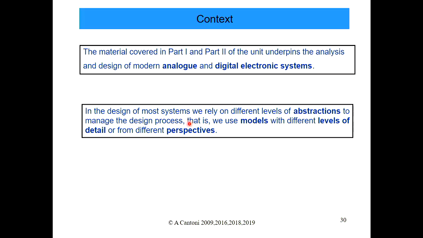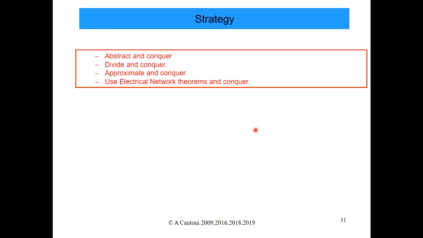In the design of most systems, we use different levels of abstraction to manage the design process, and we use models with different levels of detail for different perspectives. The idea of having an abstraction and making a model is that we want to encapsulate the behaviour of some circuit or system with just sufficient detail to allow us to make useful predictions about it, or to modify it in certain ways so we know what it's going to do, and remove all unnecessary details that aren't going to impact on the results.